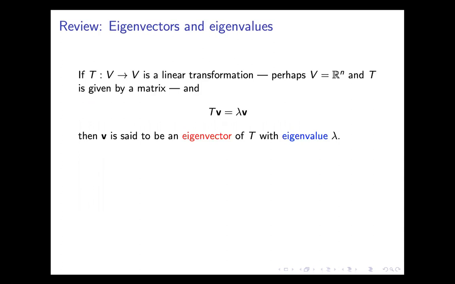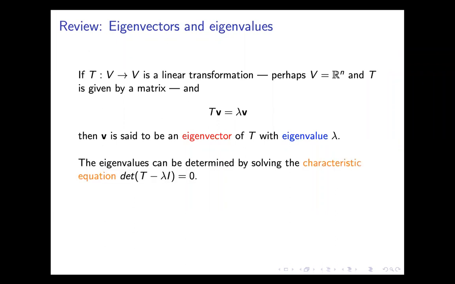A quick recap from the previous video: if a linear transformation T from V to V, for example V is Rn, and T is given by a matrix, and T acting on vector v is equal to lambda v, then v is said to be an eigenvector of T with eigenvalue lambda.